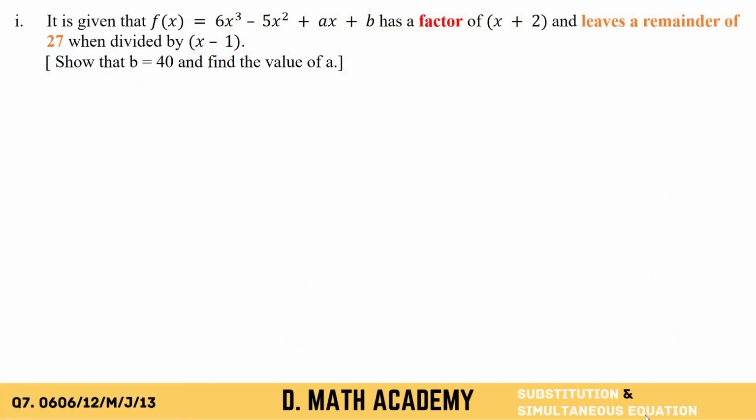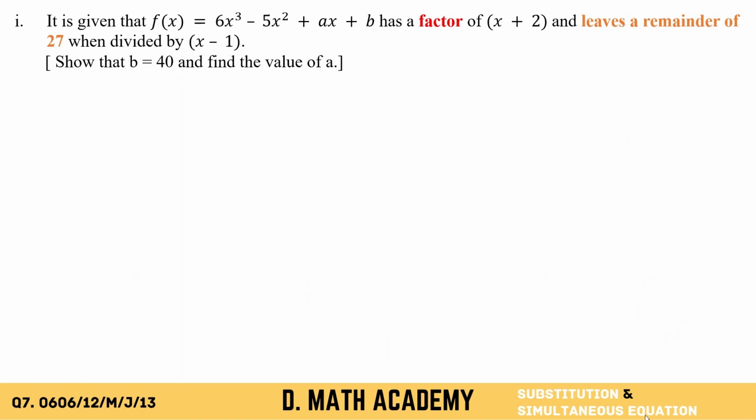It is given that function f is 6x cubed minus 5x squared plus ax plus b, and it has a factor of x plus 2. This is the first hint given by the question, and the next part is that it leaves a remainder of 27 when divided by x minus 1. The objective of the question is to show that b is 40 and find the value of a. This part is how they assess you on your substitution and whether you are able to solve the simultaneous equation.